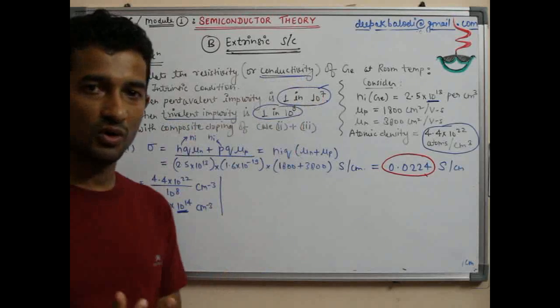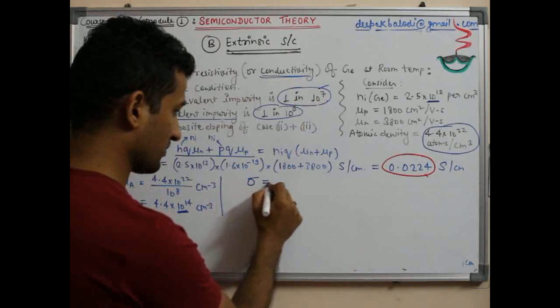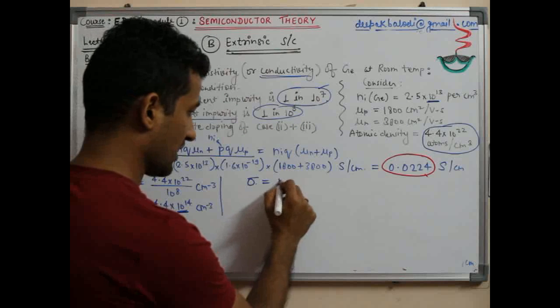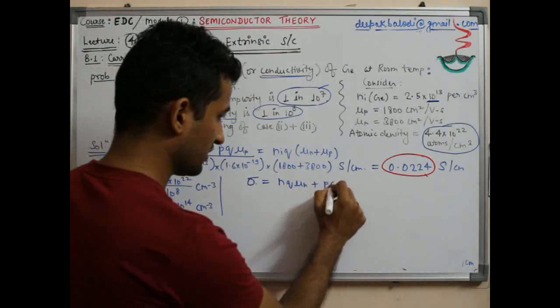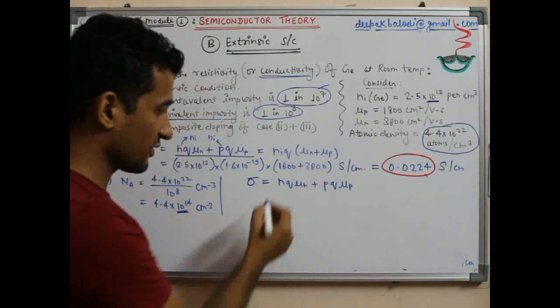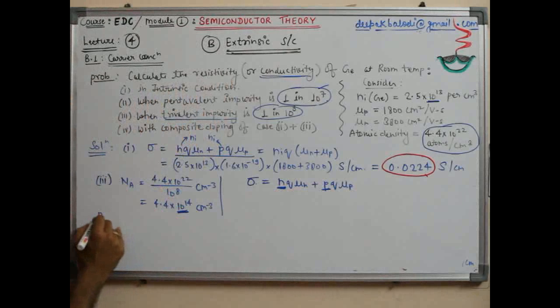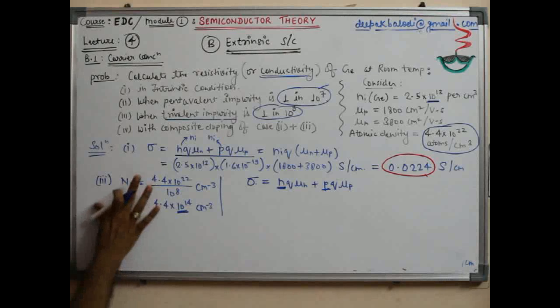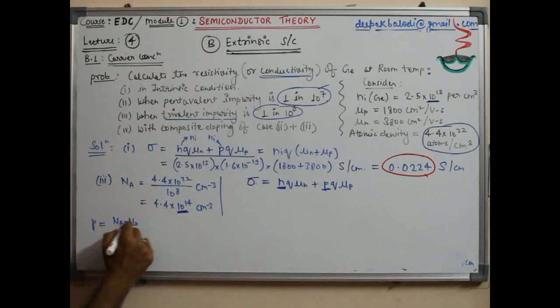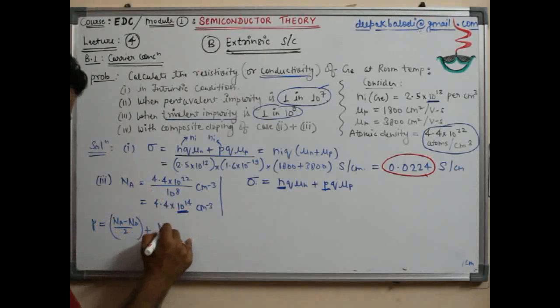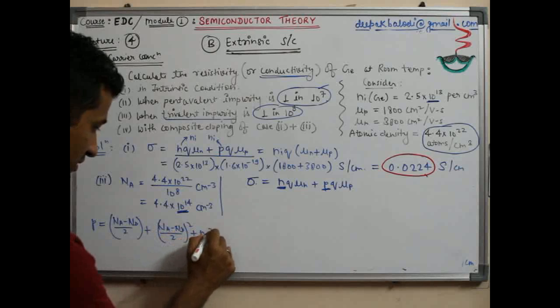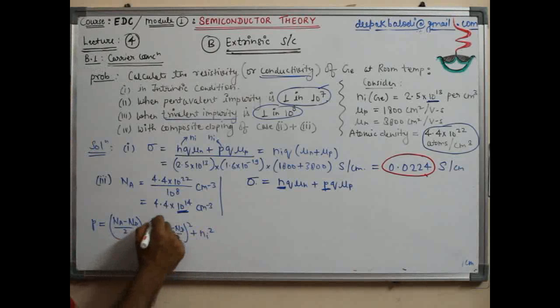For that we have to start from NQ mu N plus PQ mu P. We'll have to start with this, and for that we require N and P. So P, the majority carrier concentration, is given by, always start with the generic case, (Na minus Nd)/2 plus under root (Na minus Nd)/2 square plus Ni square.